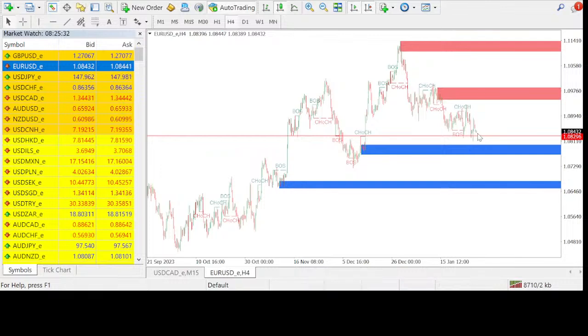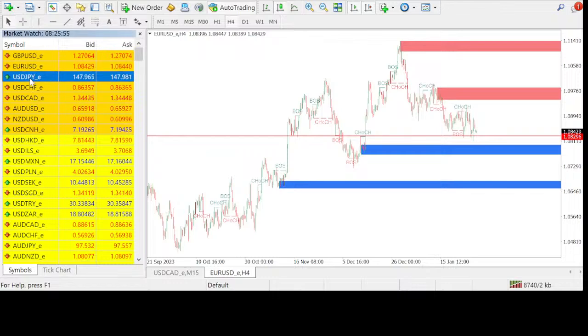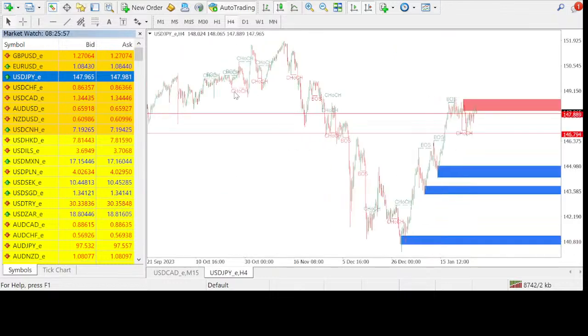So in case the price moves downwards and touches this zone, this will be a good place to look for a buy from. And in case the price touches the upper zone, this will be a good place to look for a sell from. So you either wait and sell it here, or you may wait and sell it here, or you may wait and buy it here, or you can as well wait and buy it when the price touches this zone here.